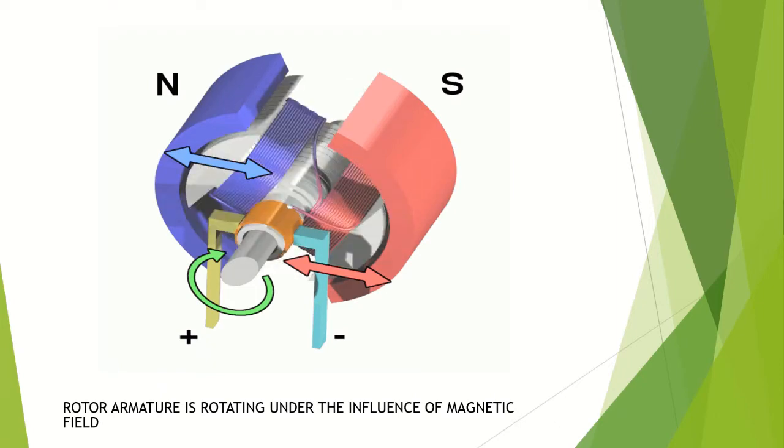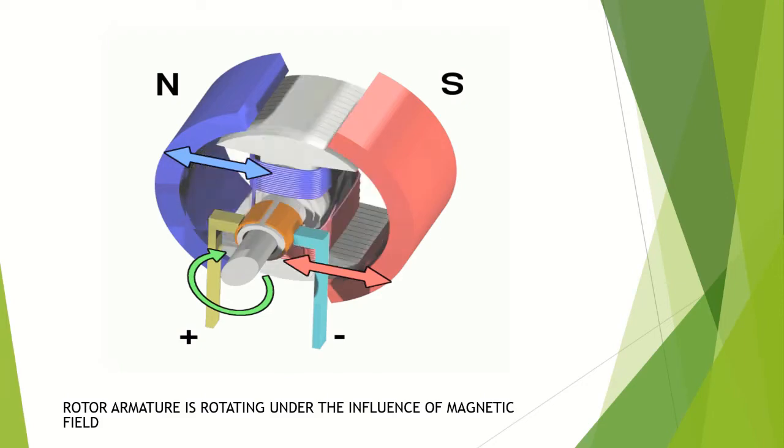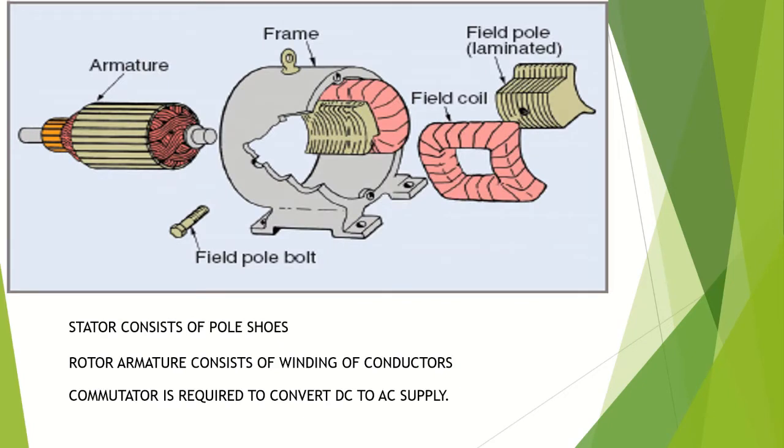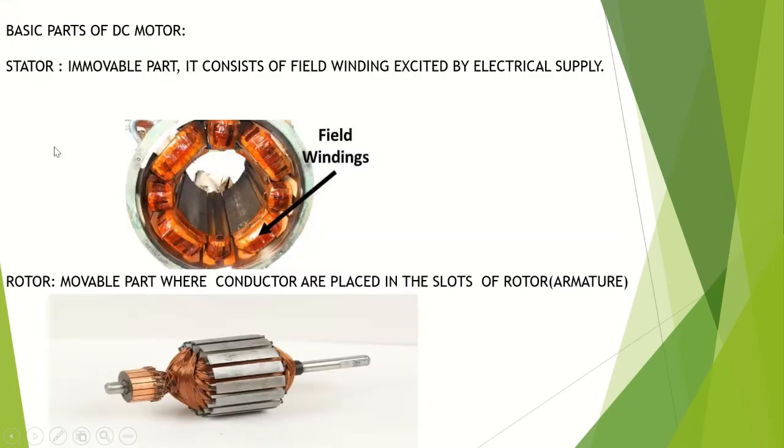The rotor is rotating. See this, the field is stationary. Here the rotor is rotating. If you see the entire construction, the outer side is this. This is the pole shoe for creating the field, this is the armature, and this is the commutator. The stator consists of pole shoes and the rotor consists of the armature housed with the conductors. This commutator is used to convert DC to AC supply. The commutator plays a big role in the DC motor.